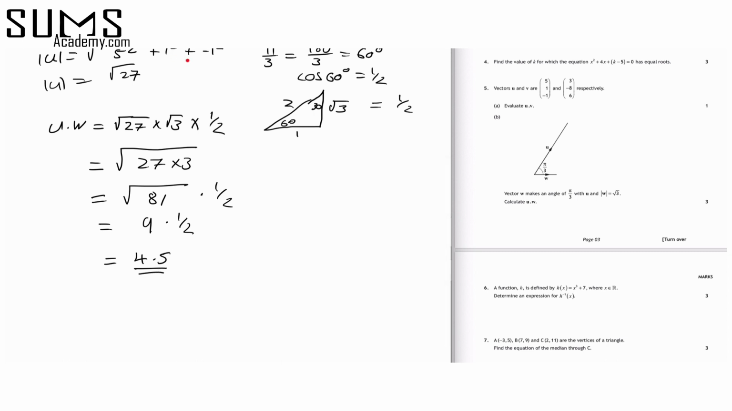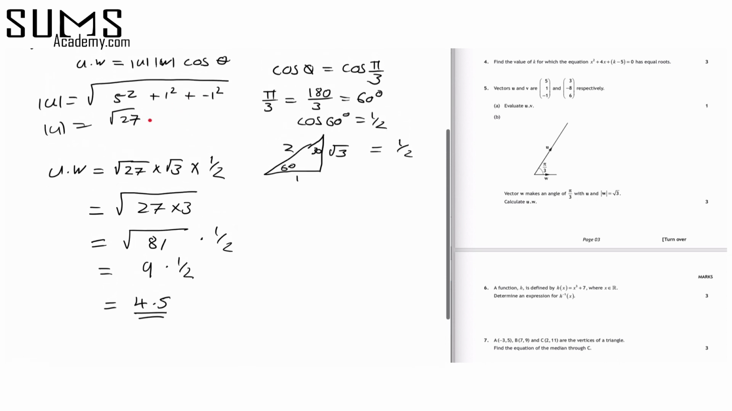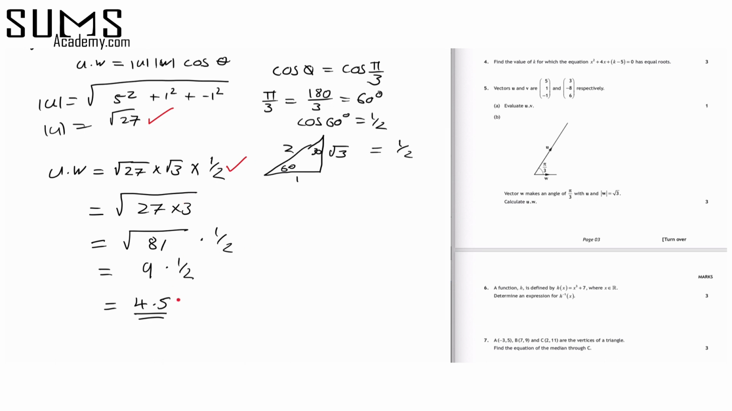So where do you get the marks from? Well, you get 1 mark for working out the magnitude of u, and you get another mark for using the scalar product here, and then you get your last mark for calculating the final value of u dot w.